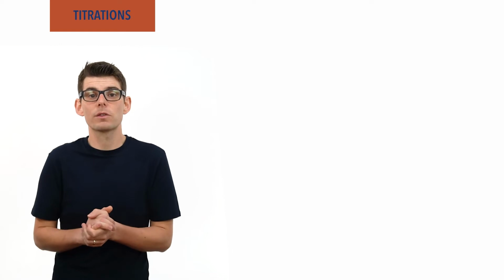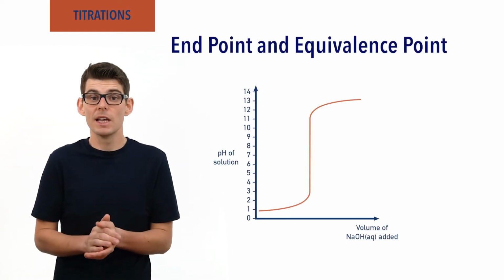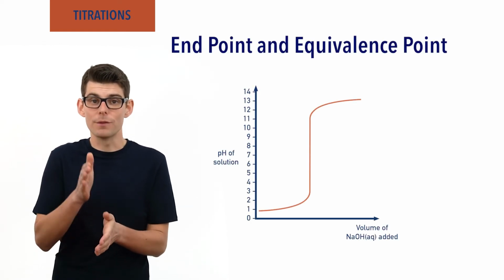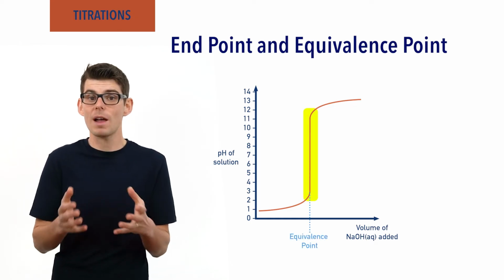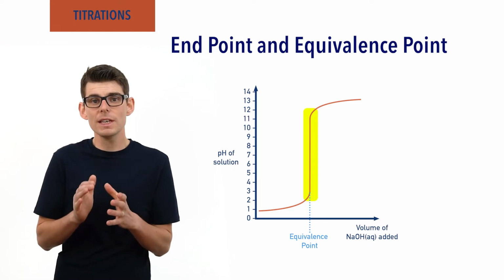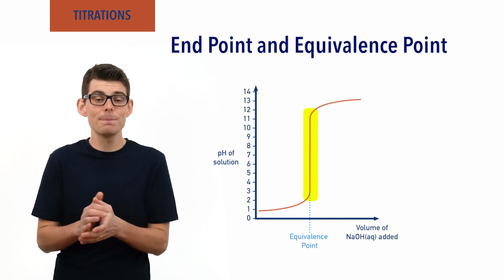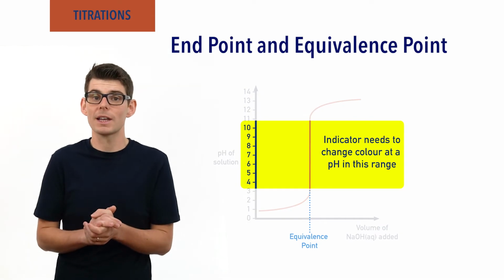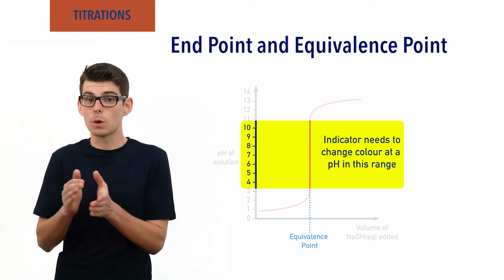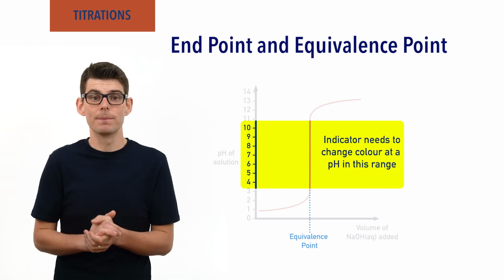We've seen for hydrochloric acid and sodium hydroxide that the equivalence point occurs in the vertical section of the pH curve as the pH is changing rapidly. As long as the indicator changes colour at any pH in this vertical section, the volume of sodium hydroxide added to reach the endpoint and equivalence point should be the same.